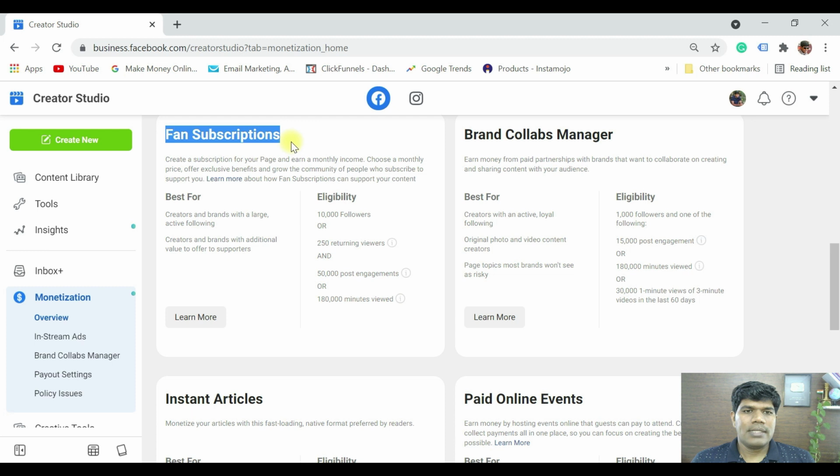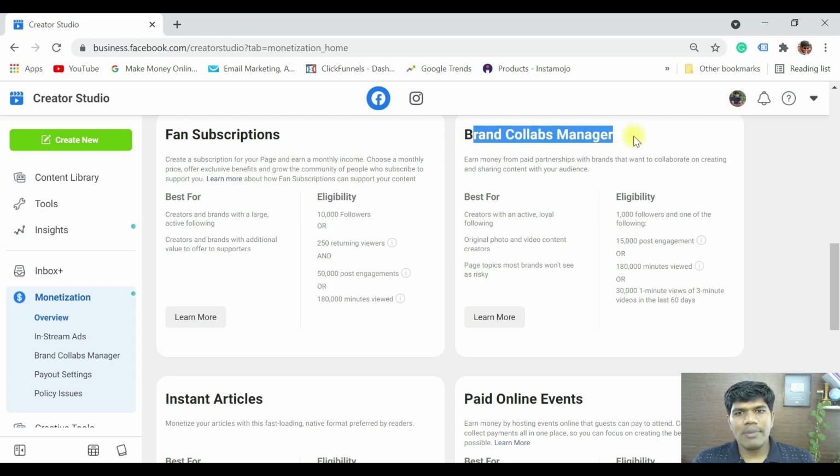Fan subscription. Right now there are two ways people can subscribe to your page. One is free and the other is paid. If you want to make it paid, you need to have 10,000 followers, and you need at least 250 returning viewers and 50,000 post engagement. Sorry, either 10,000 followers or 250 returning viewers and 50,000 page followers, right? Once you have this, you can have a membership fee for the people who want to subscribe to your page, which becomes like a monthly earning for your page as well. Okay, so create a subscription for your page and earn monthly income.